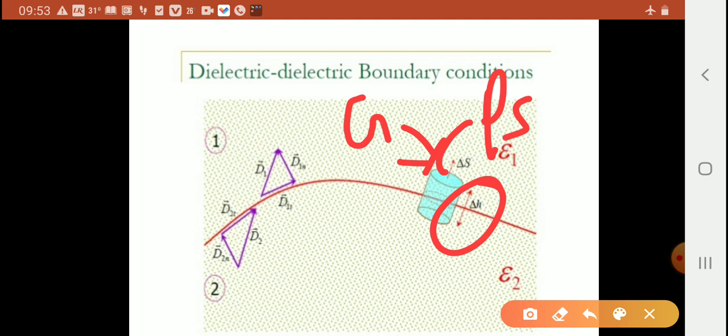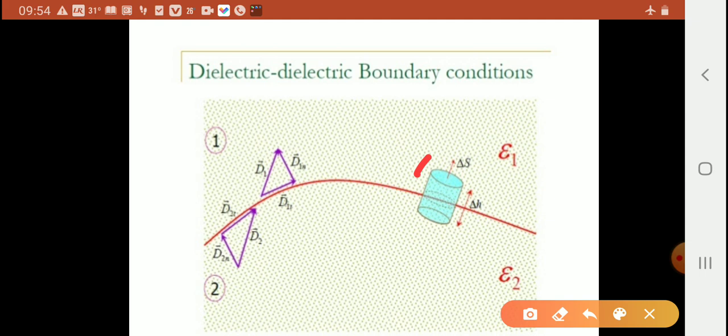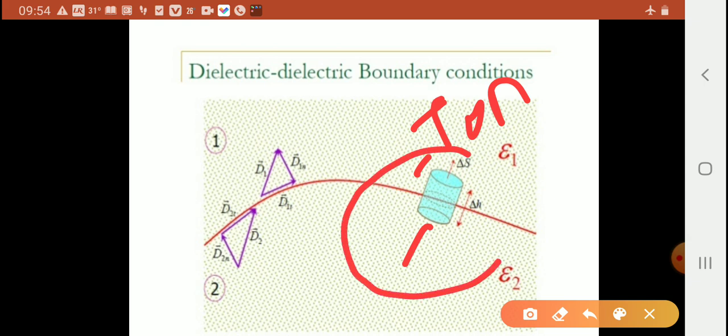Now, to calculate the normal component of electric field intensity and electric flux density, we will consider a cylindrical Gaussian surface del s, as shown in the figure. The height of this surface is del h, while the area of the top and bottom surface is del s.